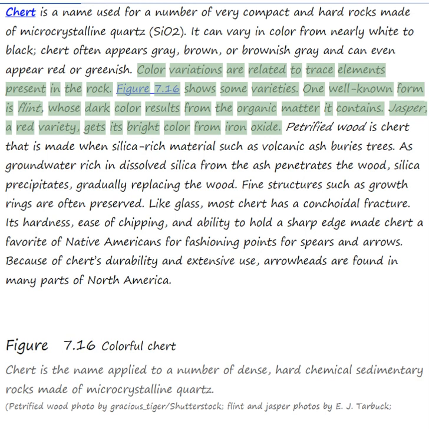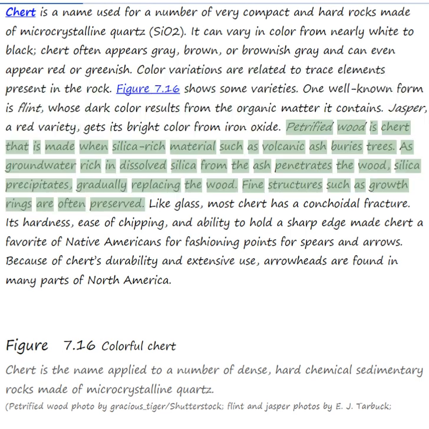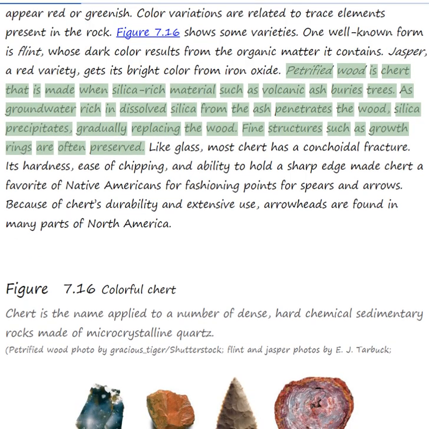One well-known form is flint, whose dark color results from the organic matter it contains. Jasper, a red variety, gets its bright color from iron oxide. Petrified wood is chert that is made when silica-rich material such as volcanic ash buries trees. As groundwater rich in dissolved silica from the ash penetrates the wood, silica precipitates, gradually replacing the wood. Fine structures such as growth rings are often preserved.